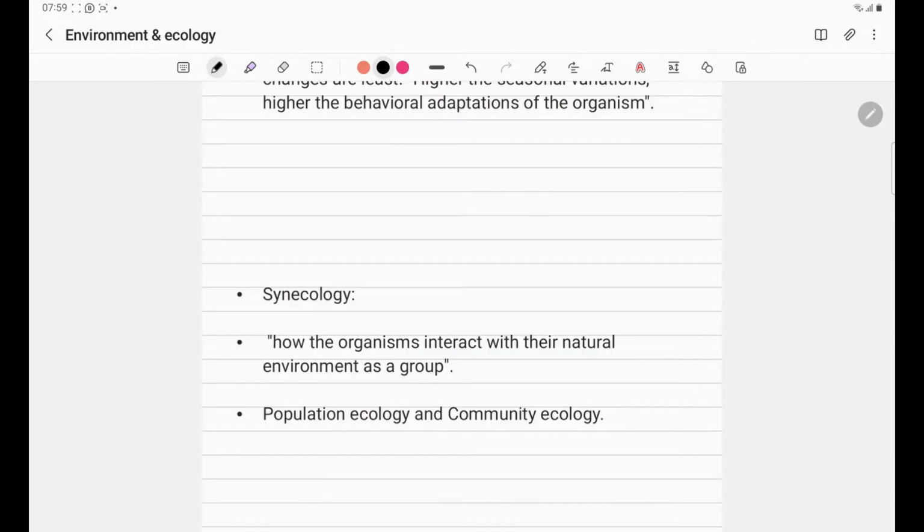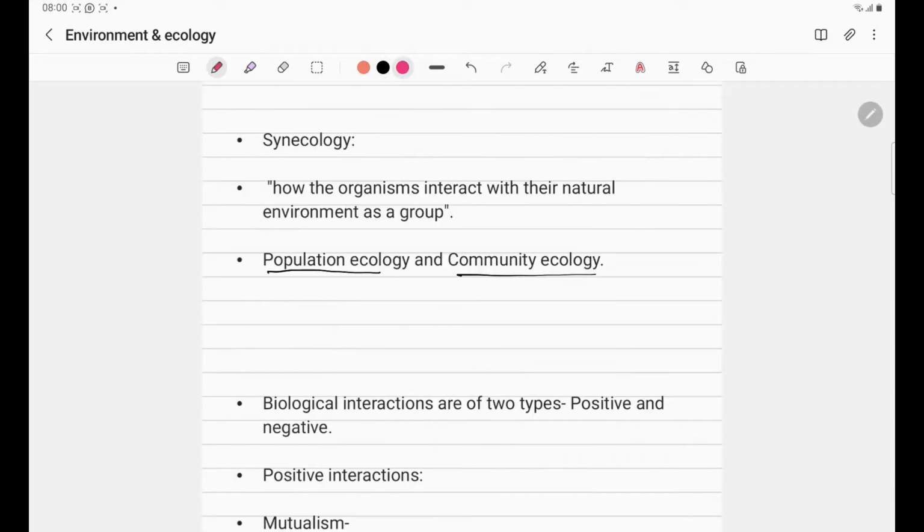Therefore, in synecology we study population ecology and community ecology. Population is the group of individual species and community is the group of different populations. For example, here I have made different circles. These circles represent different populations. P stands for populations: P1, P2, P3, P4. P1 is of elephant, P2 is for tiger, P3 is crocodile, P4 is giraffe, etc. And there is P5 for one kind of tree or plant, whatever.